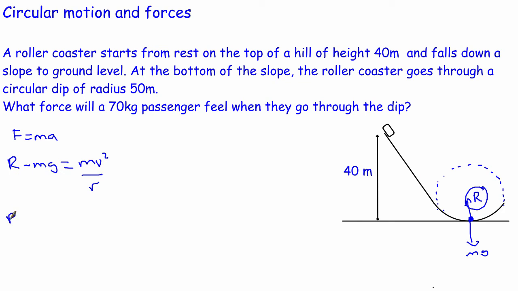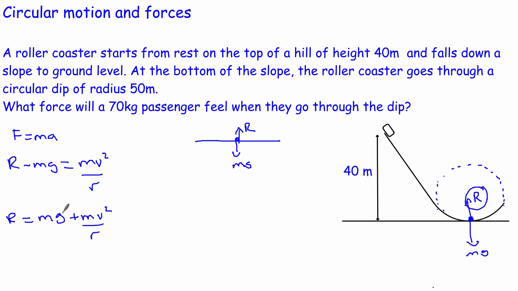If I rearrange this, I get R equals, and I'll write it like this, mg plus mv squared over R. The reason I've written it like this is that you can see I've now got an extra force. If I was just travelling along a flat road, I would have mg downwards and R upwards, and if I resolve this, I just have R minus mg equals 0 because I'm not accelerating. In other words, R is equal to mg.